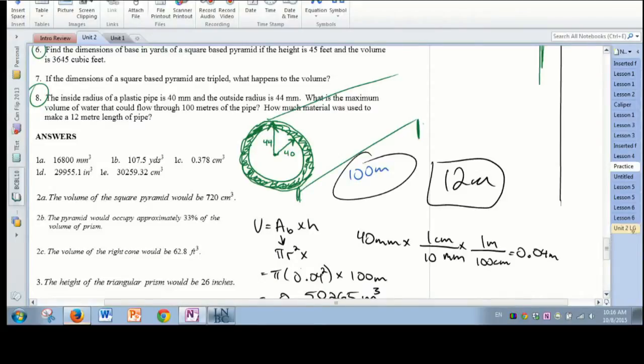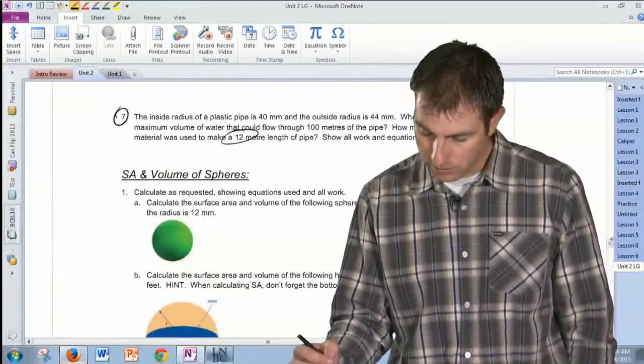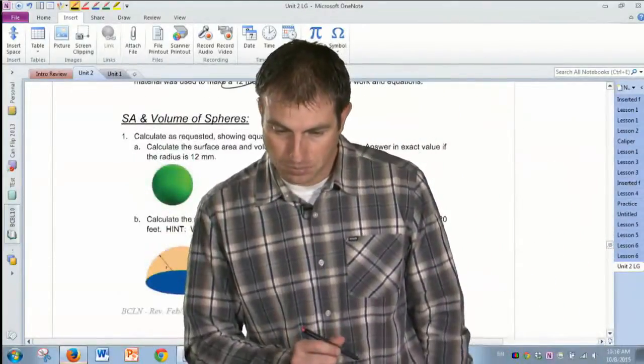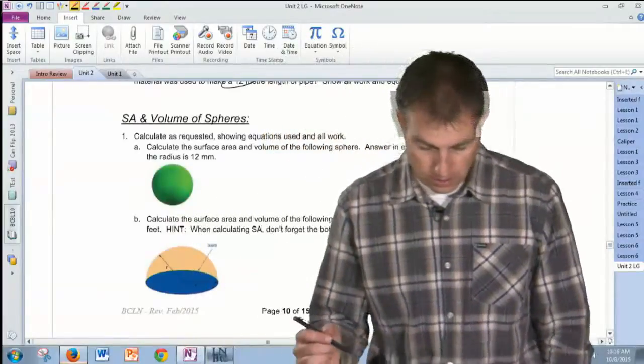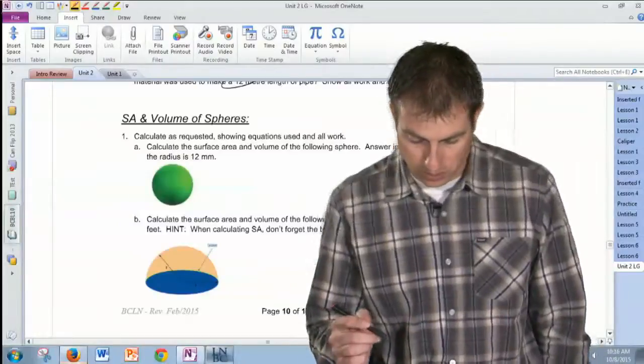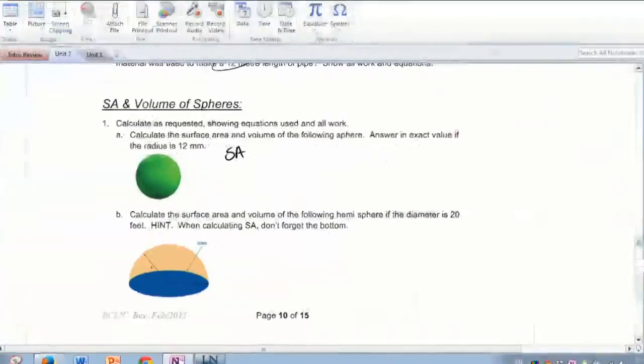Somebody asked about the surface area of spheres. I forget who it was. I saw the question up above. Calculate the surface area of the following sphere. Maybe I'll just do this surface area of the sphere real quick. Maybe I'll do the hemisphere, because that's a little bit trickier.